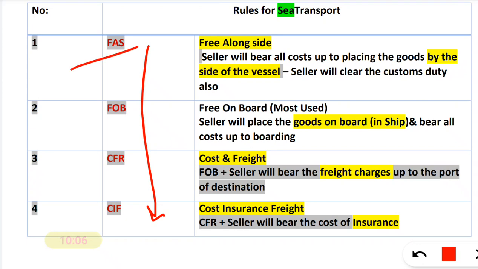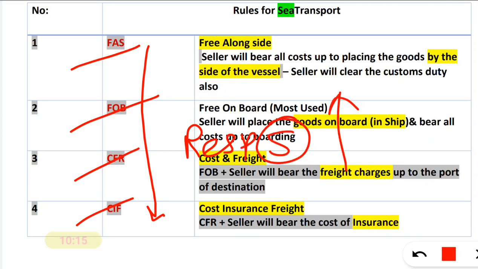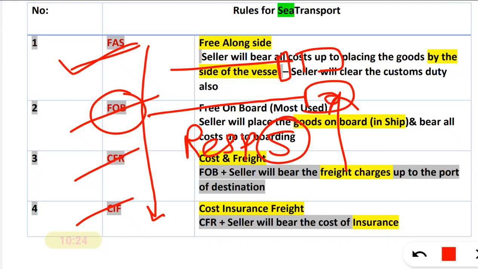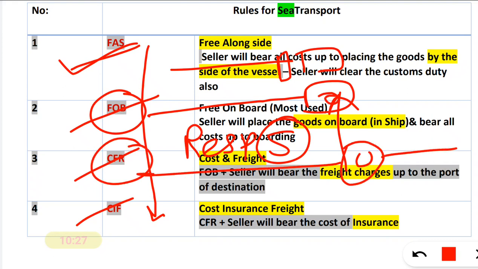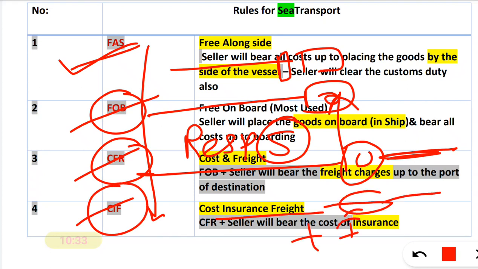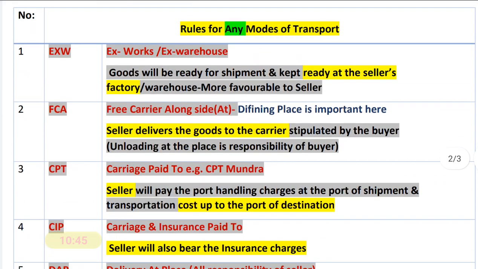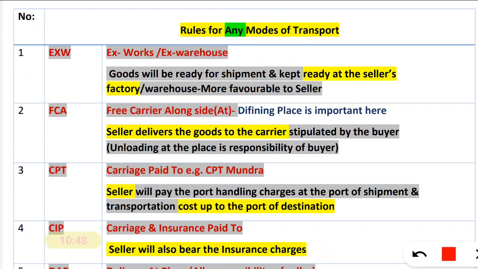So as we move from FAS, FOB, CFR and CIF, we know that the responsibility of the seller has increased. FAS, very less responsibility, the seller will place the goods only just beside the ship. FOB means the seller will load on the ship. CFR means not only loading on the ship, also the transportation charges. CIF means not only the transportation charges but also the insurance cost. So in this way, as we move ahead, the cost borne by the seller increases.